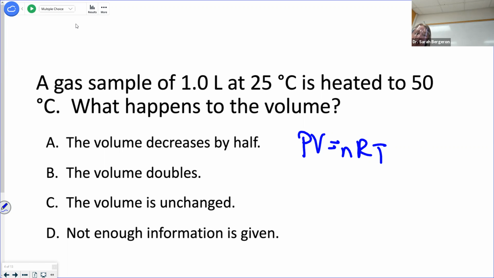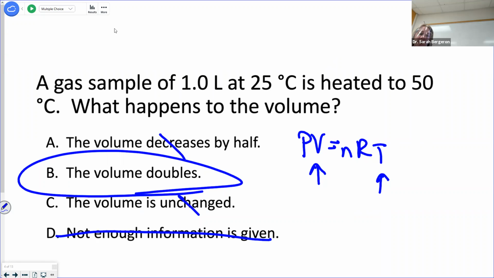All right. So what happened? If our temperature goes up, what happens to our volume? Goes up. So it can't decrease, it can't be unchanged, and not enough information is given is B.